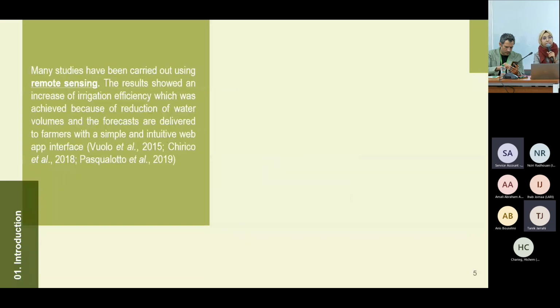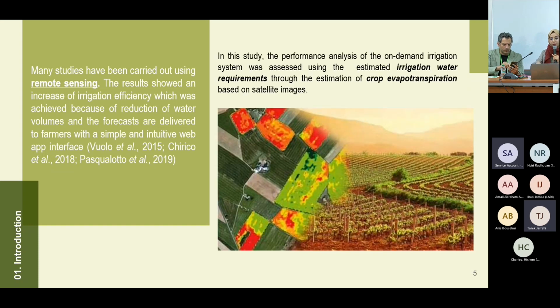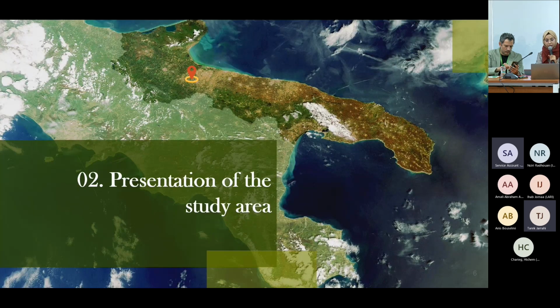So recently, many studies have been carried out using remote sensing, and the results showed an increase of irrigation efficiency, which was achieved because of reduction of water volumes, and the forecasts are delivered to farmers with a simple and intuitive interface, whether it is a web or mobile application. So in this study, the performance analysis of the on-demand irrigation system was assessed using the estimated irrigation water requirements through the estimation of crop evapotranspiration based on satellite images. Now let's move to the presentation of the study area.